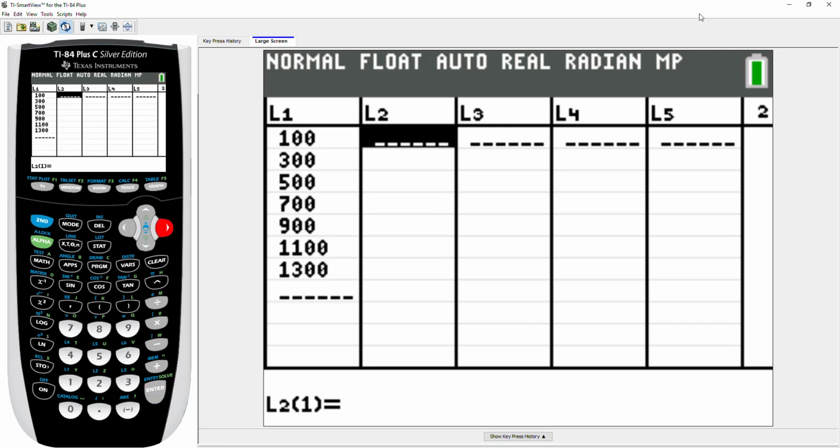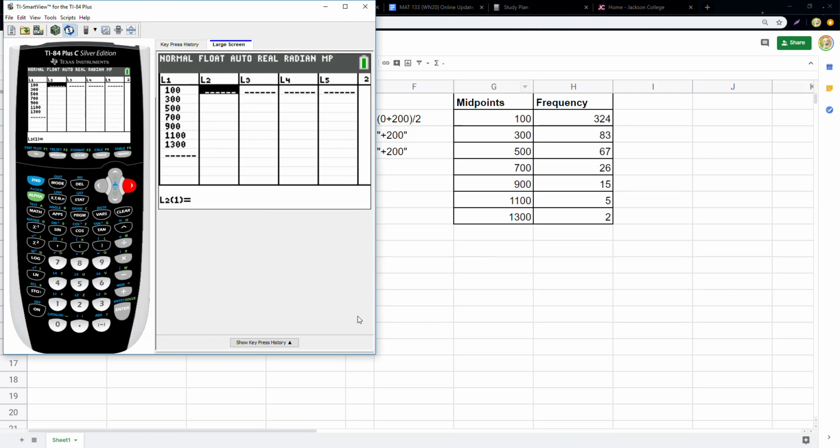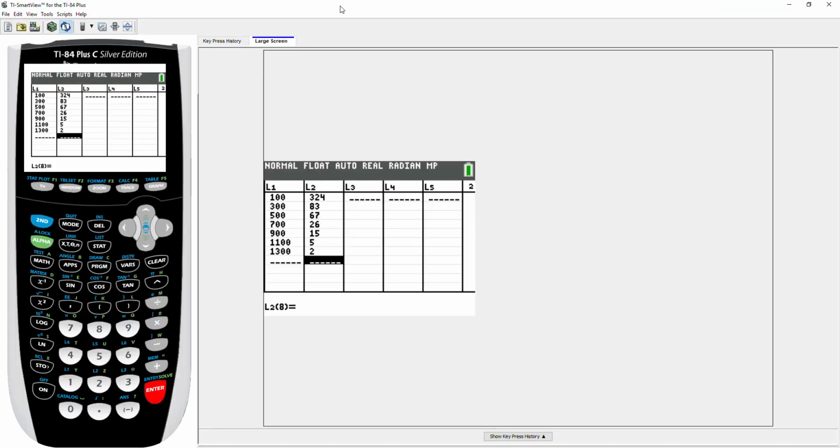Now I'm going to type my frequencies, which I do not remember what those were. So let me make this smaller so I can see it. All right, it's 324, 83, 67, 26, 15, 5, and 2. So those are in L1 and L2.